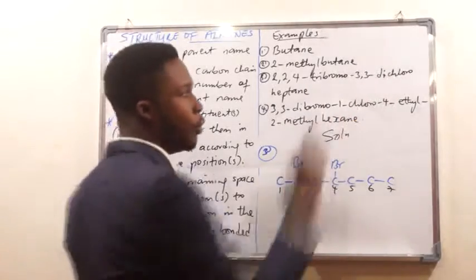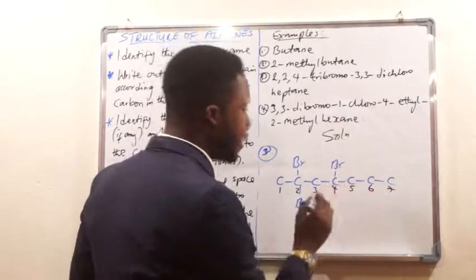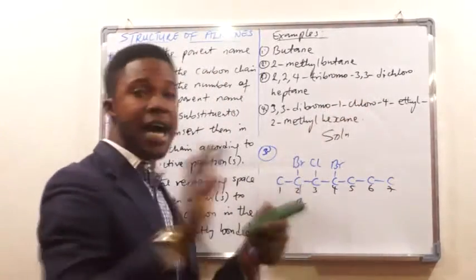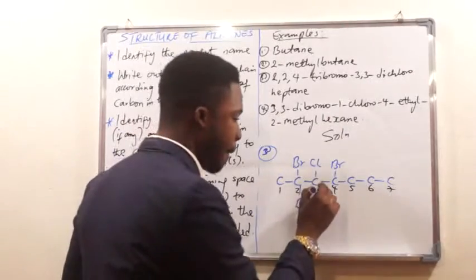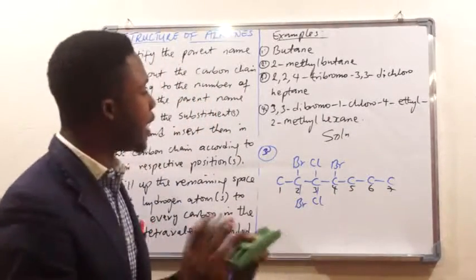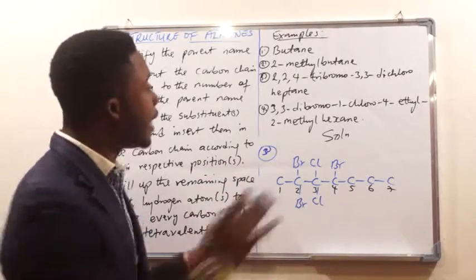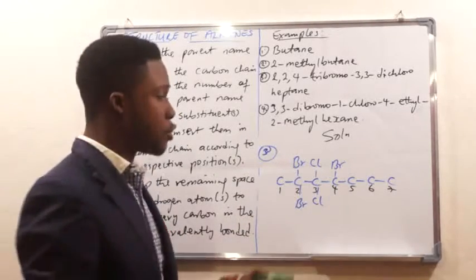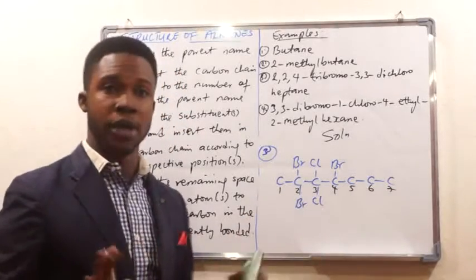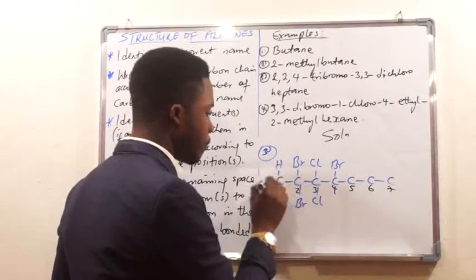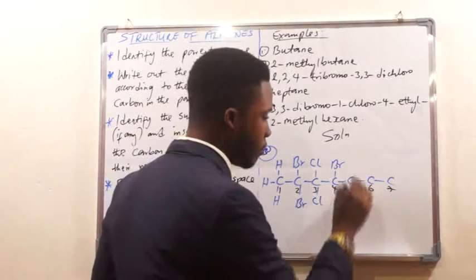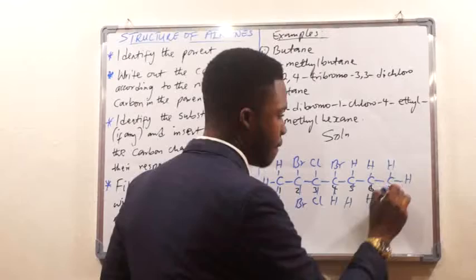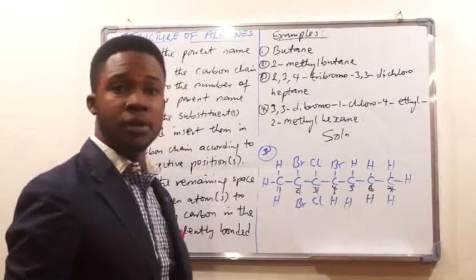Now let's go back to the chlorine. At carbon 3, there is a chlorine atom. Again, the same carbon number 3 carries another chlorine atom. That is why we have di. And that is the end of our chlorines in this compound, and also the end of the substituents that we have in this chain. What then remains is for us to fill up every space in the carbons with our hydrogen atoms. Now we have the compound well written.